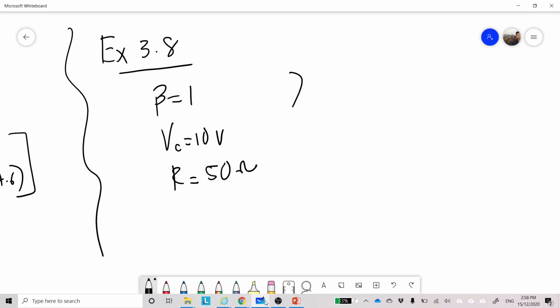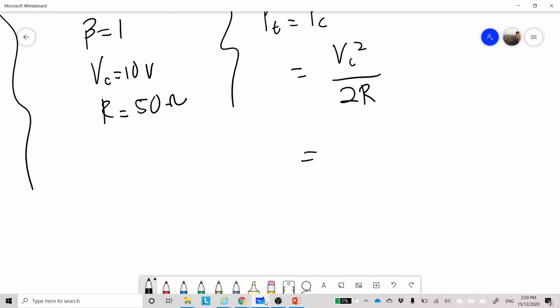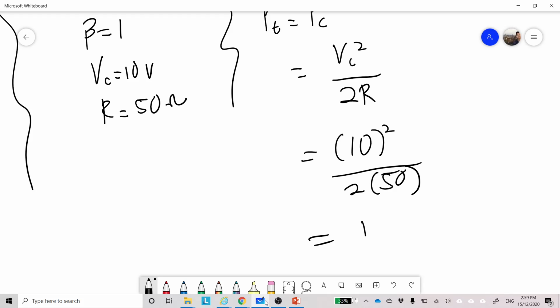So untuk cara mudah kita boleh buat P total is equal to PC which is equal to VC square dibagikan dengan 2R. So this is equal to 10 square divide with 2 times 50. So you're gonna get P total bersamaan dengan 1 watt. Okay. 100 dibagikan dengan 100, so you akan dapat 1 watt.